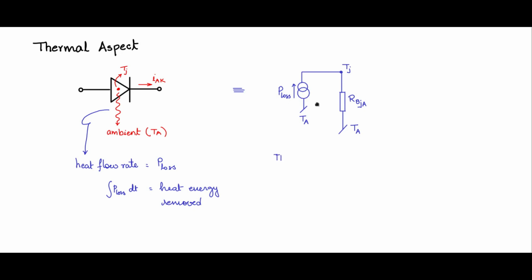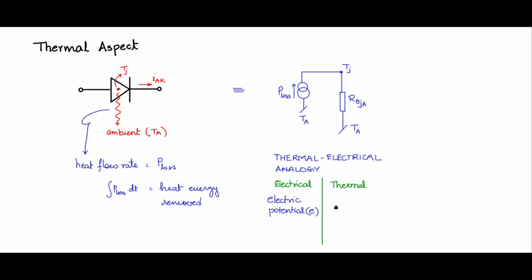So at this point, it is good to look at this circuit equivalent diagram and the actual thermal flow, and we can arrive at an analogy between the thermal and the electrical. So, thermal electrical analogy. Let us say on one side I am writing down the electrical parameter, the other side the thermal. In the electrical parameter, electric potential E. In the thermal, we will call it temperature. The potential is equivalent to temperature in the thermal domain. That is T. It's either degree Kelvin or degree centigrade.